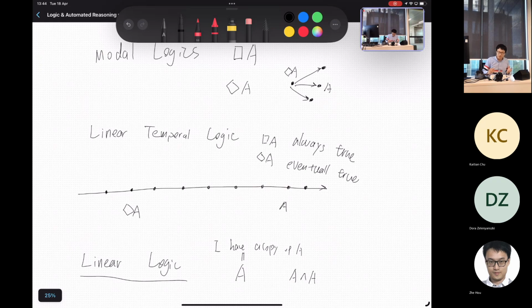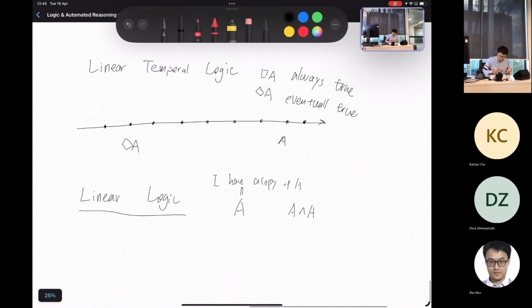Okay, so linear logic introduces some special way to connect formulas. It uses a star. So A star A means two copies of A. That allows you to reason about how much resources you've got, and that's clearly something that classical logic doesn't allow us to do.